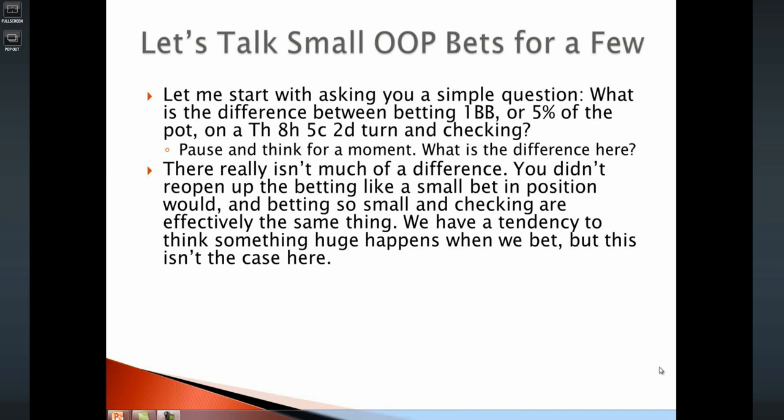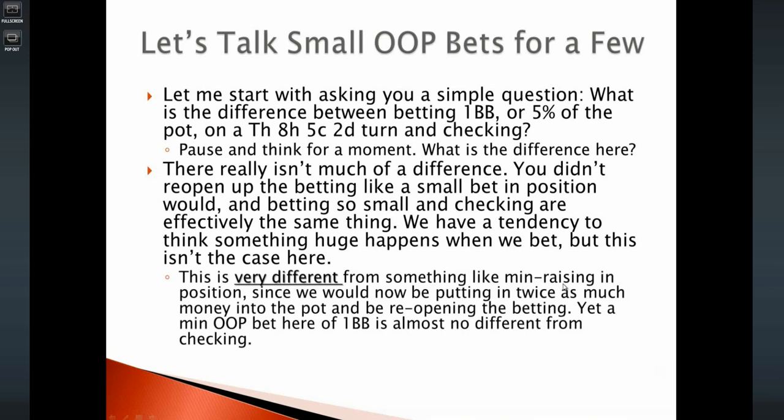Another thing which makes this easier to visualize for me is to imagine checking out of position as the same thing as betting $0. The difference between betting $0 or betting $1 when the pot's already $20 just really isn't a big deal. This is very different from something like min-raising in position, since we would now be putting in twice as much money into the pot and reopening the betting. Yet a min bet out of position here of 1 BB is almost no different than checking. So just keep that in mind.